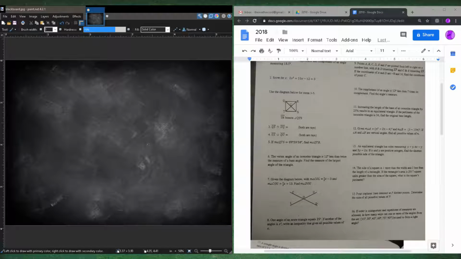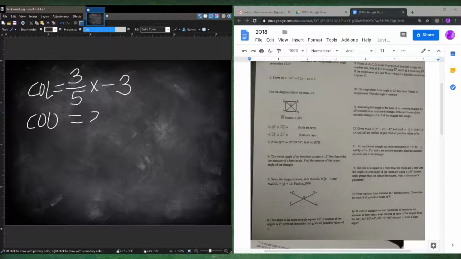Number 7. Given the diagram below, with angle COL equals 3 over 5 x minus 3. Sorry if you can't see that. It's 3 over 5 x minus 3 is the angle COL. And COU, which they gave us, is equal to 5 over 3 x plus 13. And they want us to find angle DOU. So they've given us COL and COU.